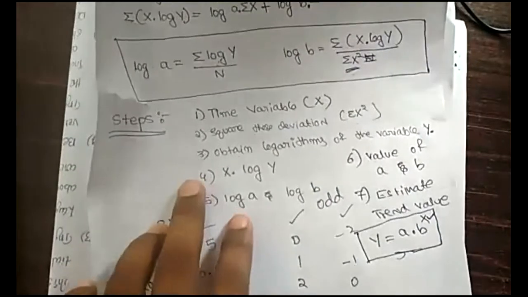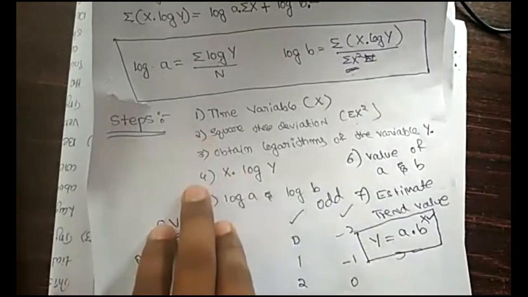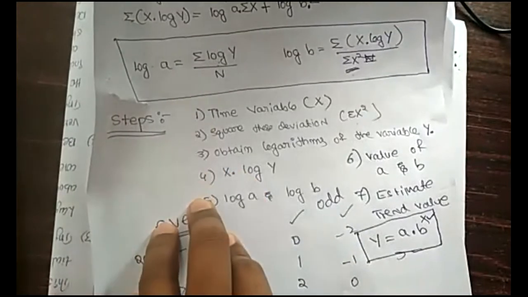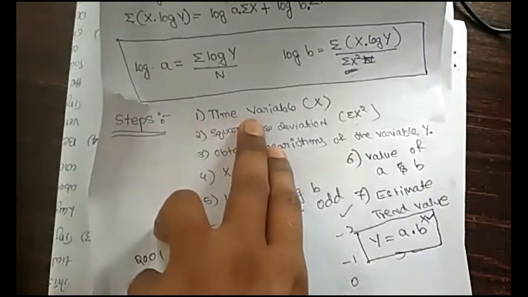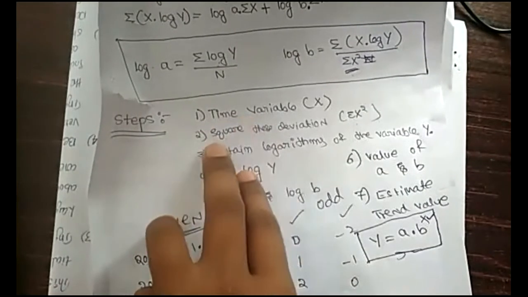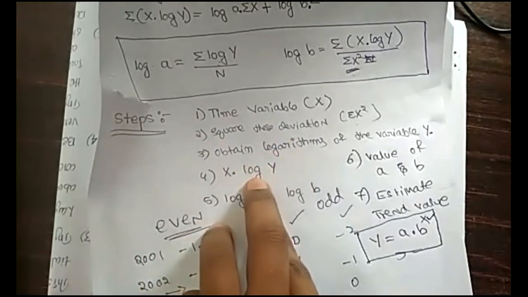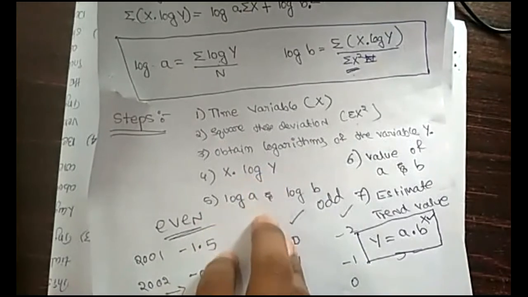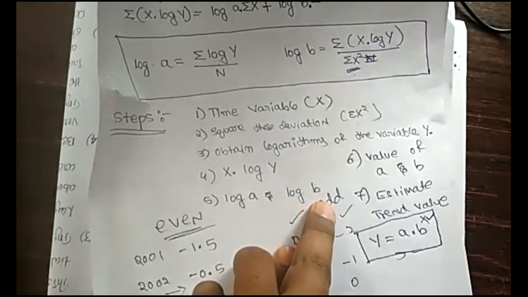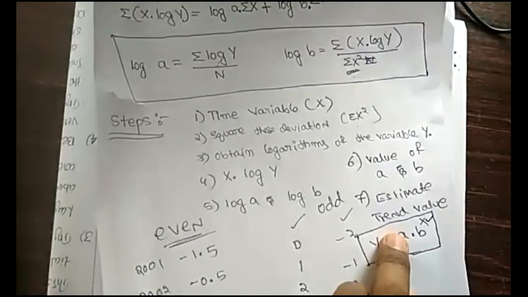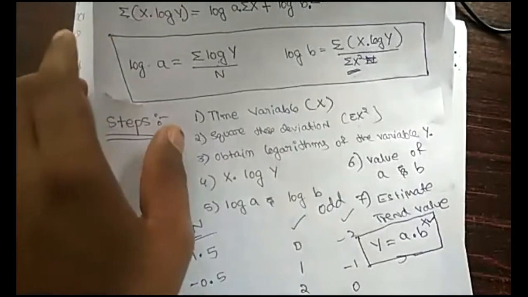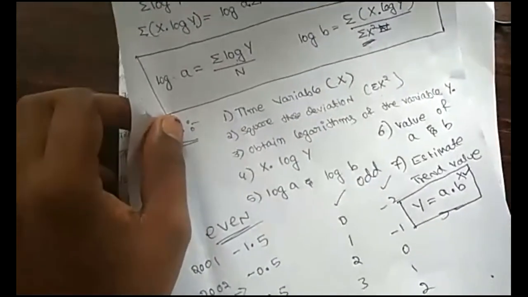In the last class, we discussed the steps we need to follow to find trend values under the logarithm technique. First we need to find the time variable, that is x, then the square of the deviation, then obtain the logarithms of the variable y, that is log y, then x into log y, then log a and log b, and estimate the trend values. So we'll see one example and discuss how to solve it.